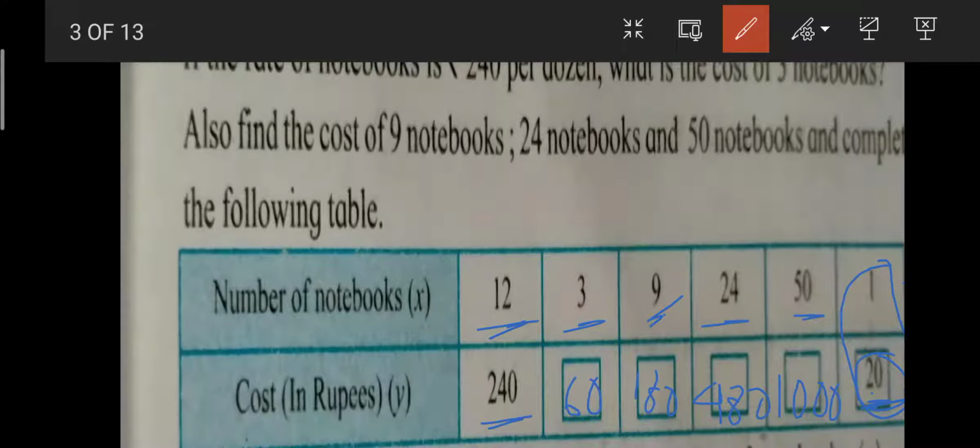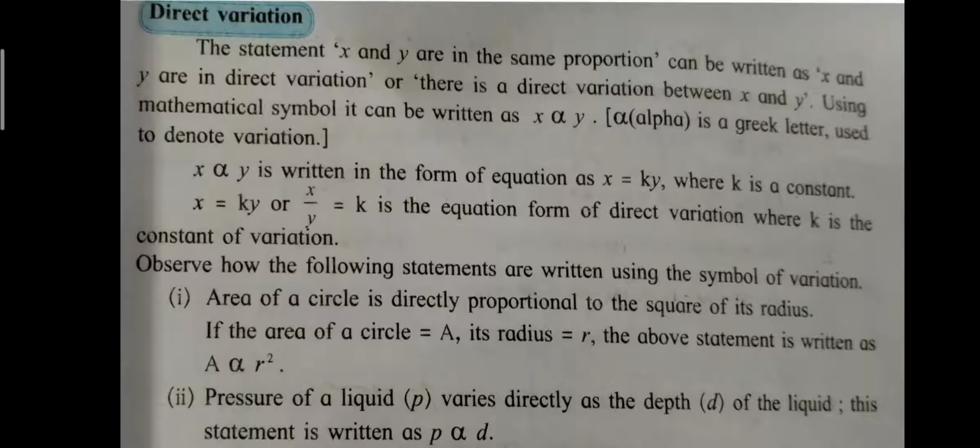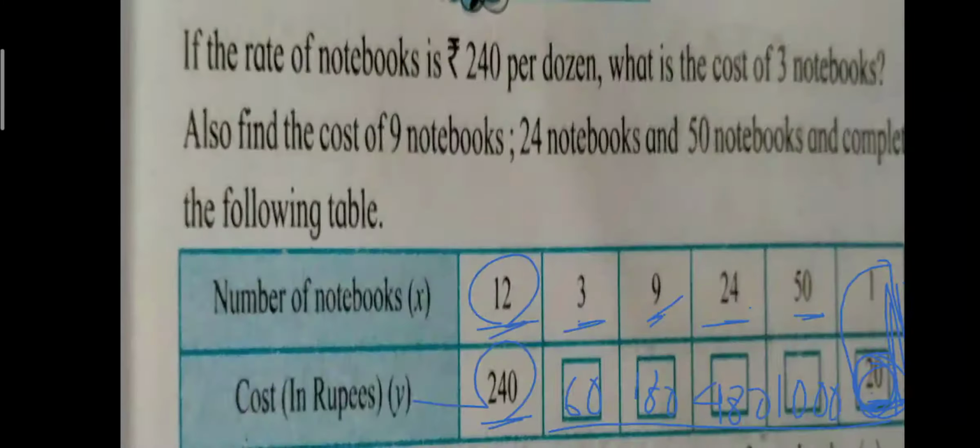So students, if one value is given to us and we have to find the others, what we have to do is find the value of 1, and based on that one value we can find the other values, and this we are going to learn in this chapter, variation. Now students, there are 2 types of variation, direct variation and indirect variation. So for now we are only going to study the direct variation.